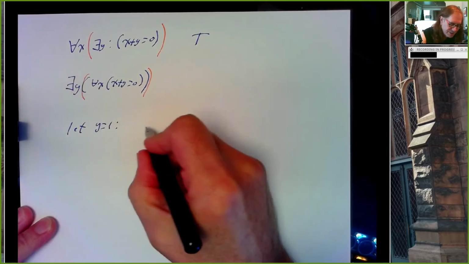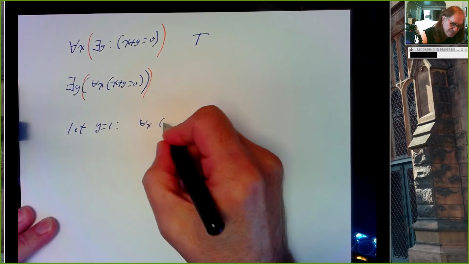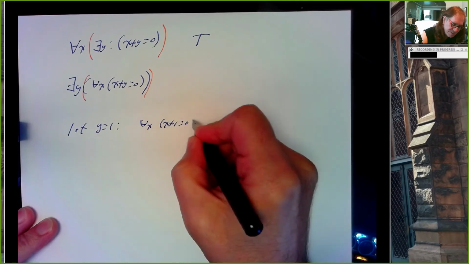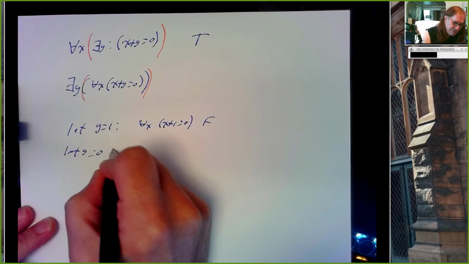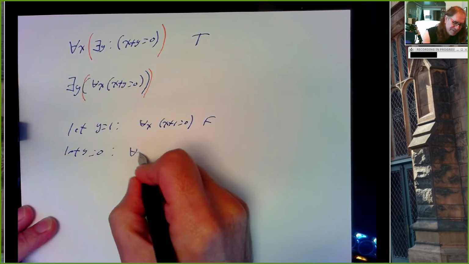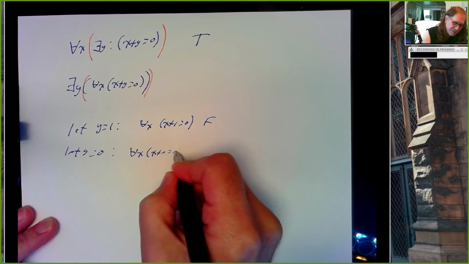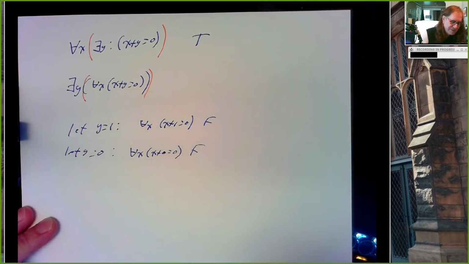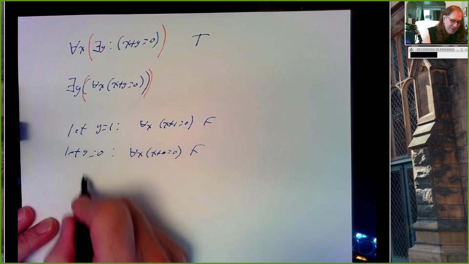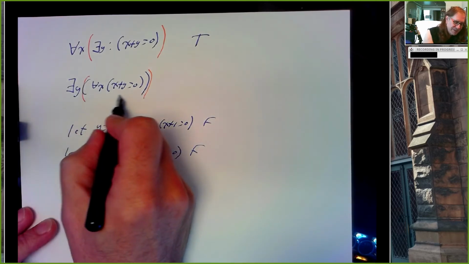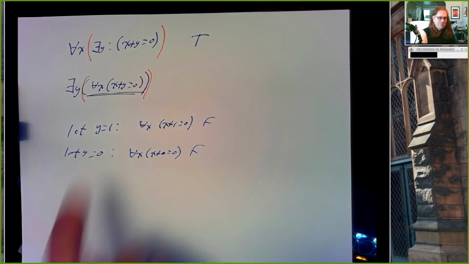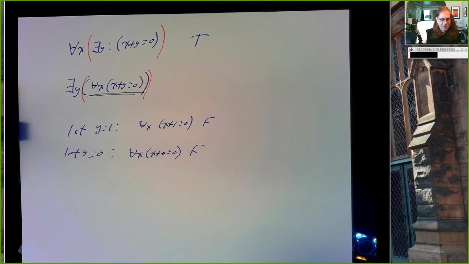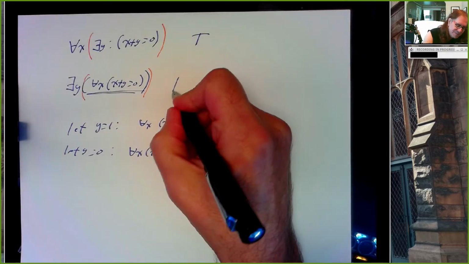So this says, for all x, x plus 1 is equal to 0. Well, that's false. And if I let y equal to 0, this inner statement is basically saying for all x, x plus 0 equals 0. And that's false. And pretty much any value of y that you pick, you're going to find that this inner statement is not true. And so in fact, there does not exist a y which makes this inner statement true. And so this actually turns out to be false.